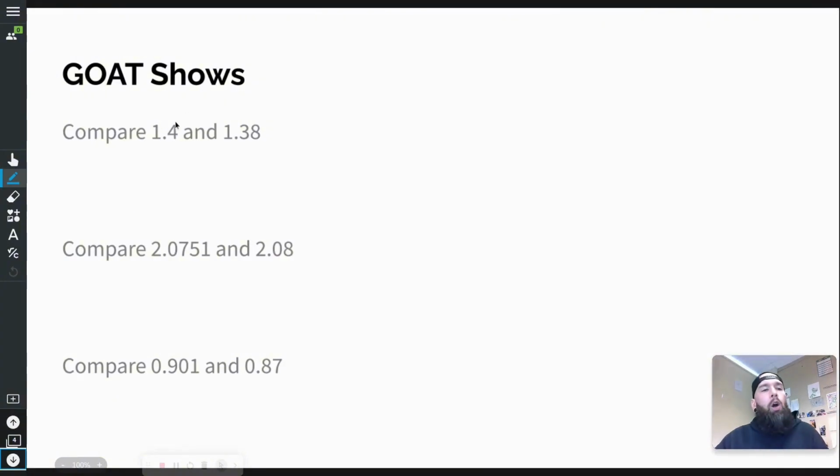You're going to do a bunch. We're going to compare 1.4 and 1.38. So that's 1 and 4 tenths versus 1 and 38 hundredths. Okay? The ones are the same, but the 4 here is greater than the 3 here. So we could say 1 and 4 tenths is greater than 1 and 38 hundredths. Once we get to that point, I can care less about everything to the right of it. It doesn't matter. So that's how that's done.